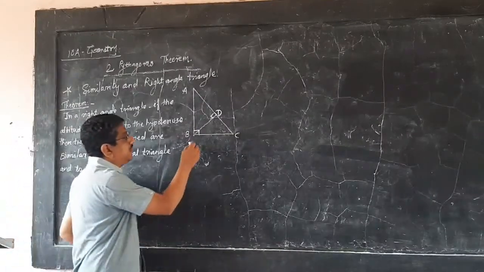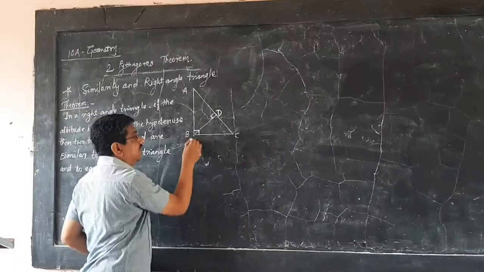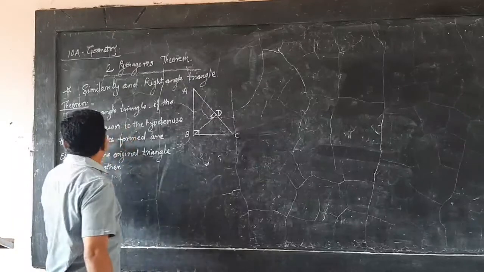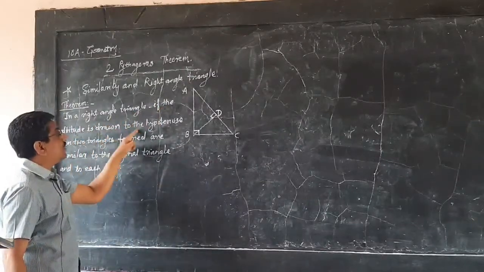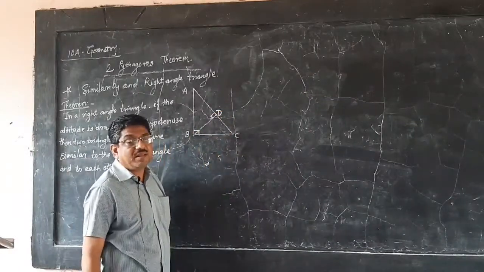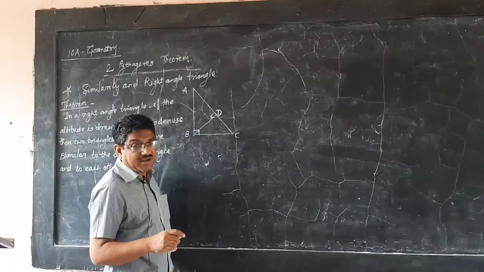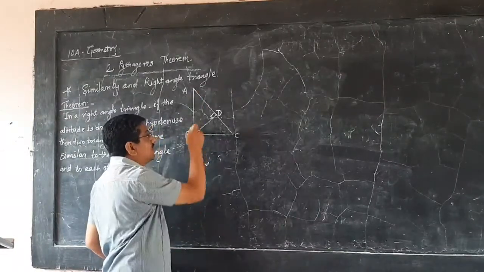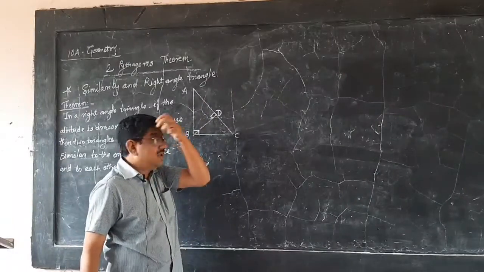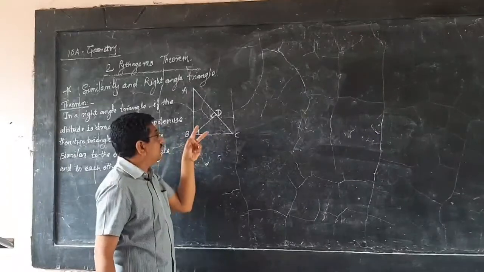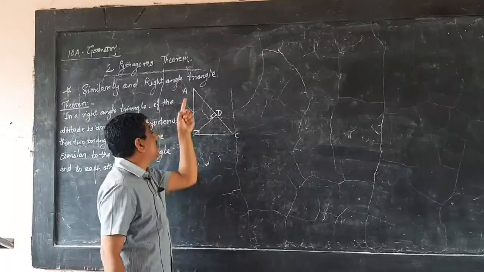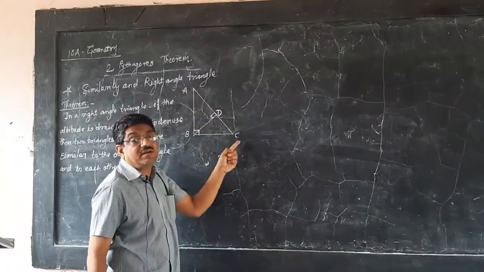Now see here in this figure, in triangle ABC, angle ABC is 90 degrees, therefore it is a right angle triangle. If the altitude is drawn to the hypotenuse, it means you draw the perpendicular to the hypotenuse, then you get two triangles. It means that the original triangle is divided into two triangles and both the triangles are right angle triangles. These two right angle triangles which you have obtained are similar to each other and they are similar to the original triangle ABC also.